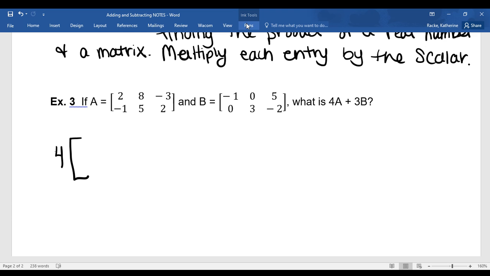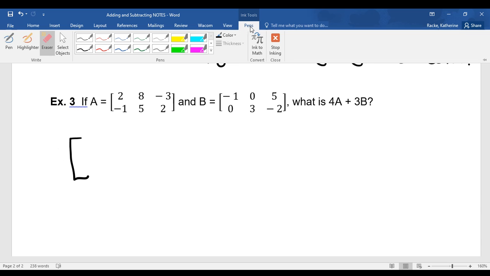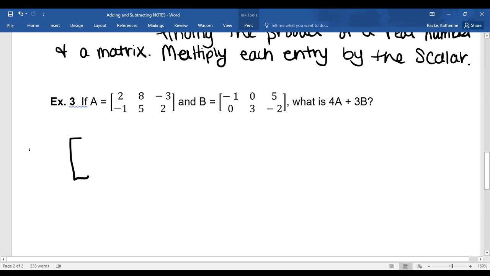So actually, let me write it like this. So we're going to be finding out what 4A equals. So let's go ahead and rewrite our matrix of A. So 2, 8, negative 3, negative 1, 5, and 2. Now I need to multiply each of these by 4, so I'm just going to put parentheses around them and put a 4 in front.